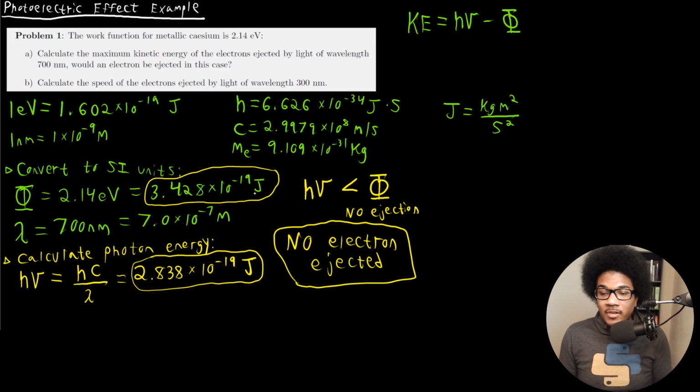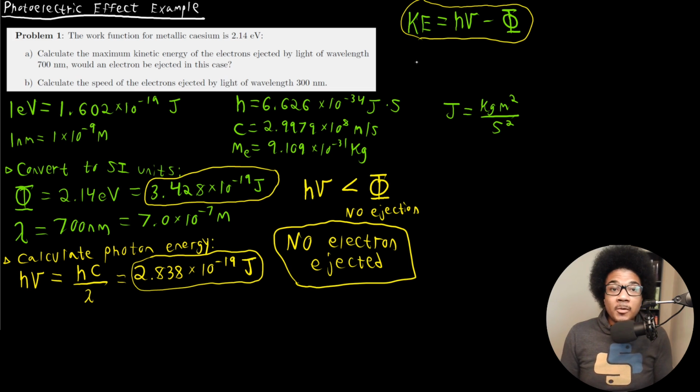So this is a check that you'll always want to do. Now, if you were to just plug this into this equation anyway, let's say you just calculated the kinetic energy. If you get a negative kinetic energy, that means that no photoelectron is ejected. So you can do either. You can calculate the energy of your photon, compare it to the work function, and see if a photoelectron will be ejected, or you can just plug it straight into this equation. If you get a negative number, that means the work function is greater than h nu, so there's no photoelectron in that case either.